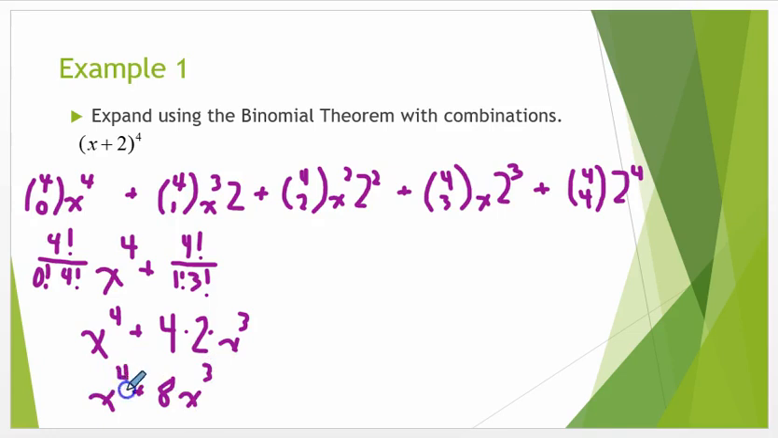And then for these other ones, I'm just going to start doing this with the calculator now. So the next one, we have 4 choose 2. So you would hit 4, PRB 2, and then 2. Top number, choose bottom number. And the calculator gives you that this answer is 6, but I need to multiply that by the 2 squared that I have. So it's 6x squared times 4. And the 6 times 4 is equal to 24x squared in this case. So that would be my next term, 24x squared.